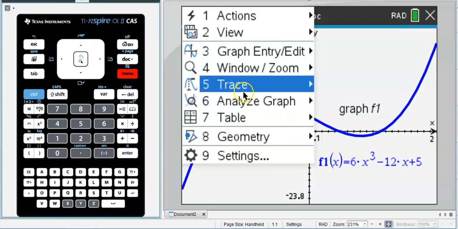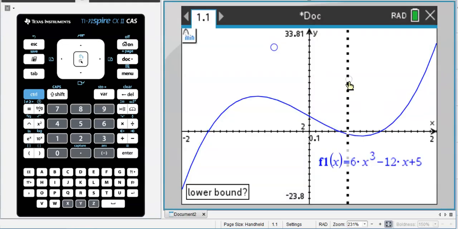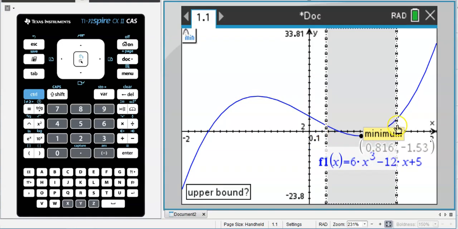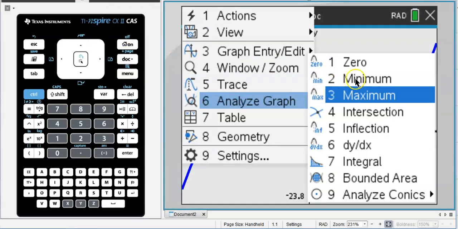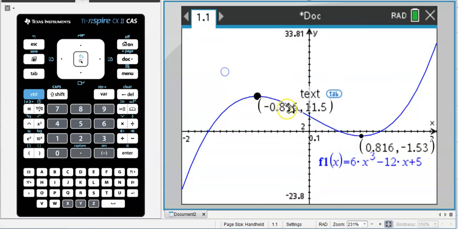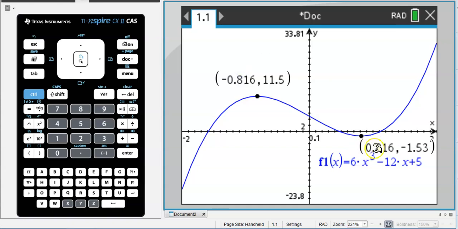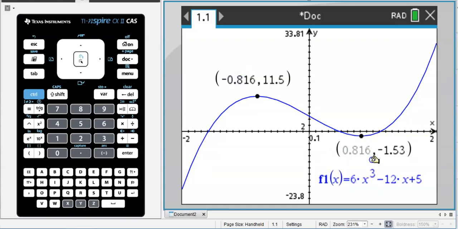We can find both of those by using the menu, option 6, number 2 for minimum. Then we'll choose menu, option 6, number 3 for maximum. We've done this a couple times in class, so I'm going through that kind of quickly here. If you have specific questions on how to do that, please make sure that you send me a message or ask me when we see each other in class.